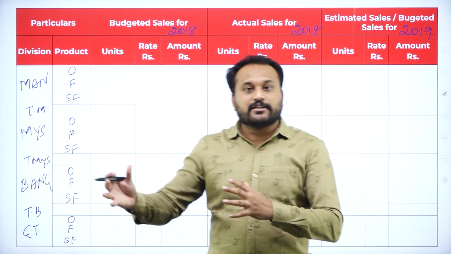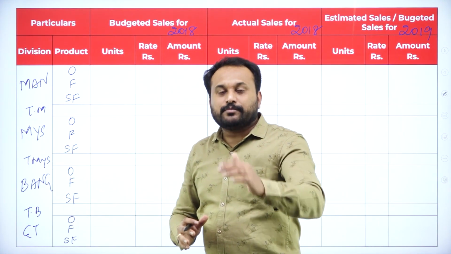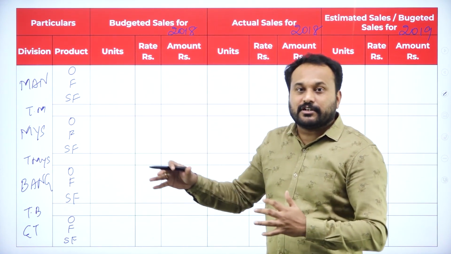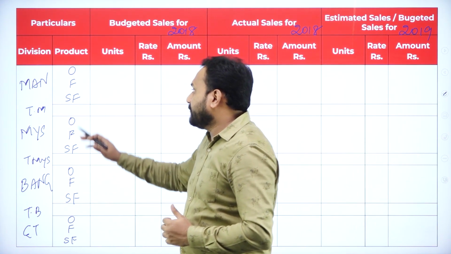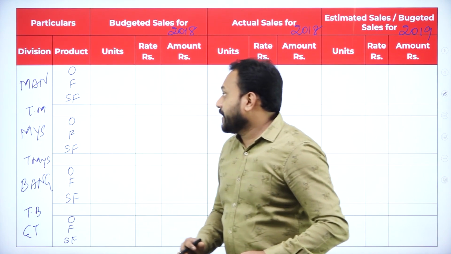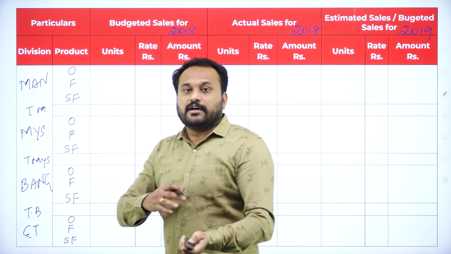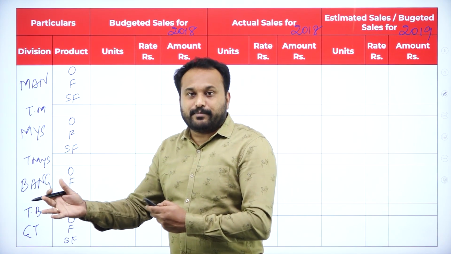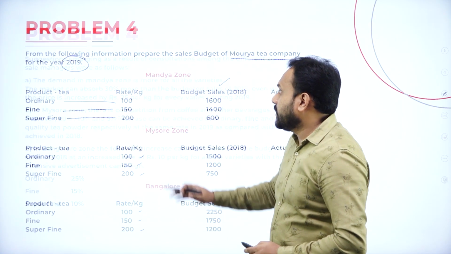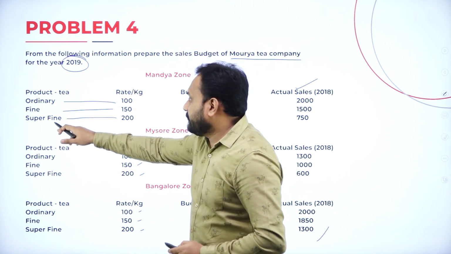So solve horizontally. Even at your home, you are supposed to solve this horizontally, not vertically. Let's go with the first one: Mandia, ordinary, fine, super fine. What is it that we are supposed to do? Now we need to switch two slides with the problem. So the first one here is ordinary, fine, super fine.